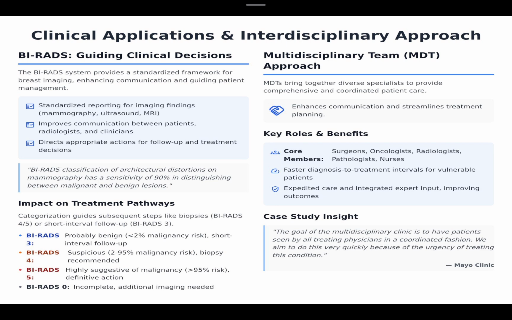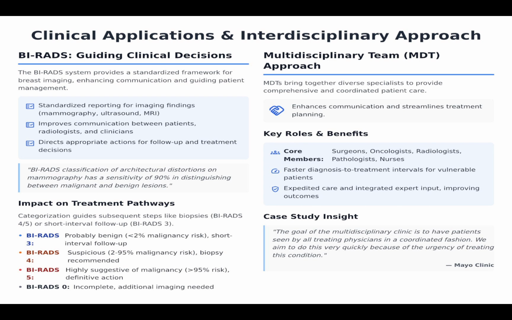Beyond just categorization, BI-RADS profoundly impacts clinical practice, fostering an essential interdisciplinary approach to breast care. Effective communication with patients and clinicians is paramount. While BI-RADS is a technical language for medical professionals, its results must be translated into clear, understandable terms for patients. This often involves detailed discussions and providing patient-friendly summaries, such as a lay letter explaining the results and next steps.